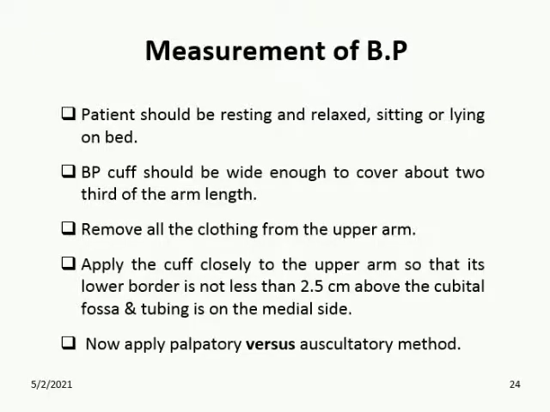Measurement of blood pressure. The patient should be resting and relaxed, sitting or lying on a bed. The BP cuff should be wide enough to cover about 2/3 of the arm length, and remove all the clothing from the upper arm. Apply the cuff closely to the upper arm so that its lower border is not less than 2.5 cm above the cubital fossa and the tubing is on the medial side. Now apply the palpatory versus auscultatory method.